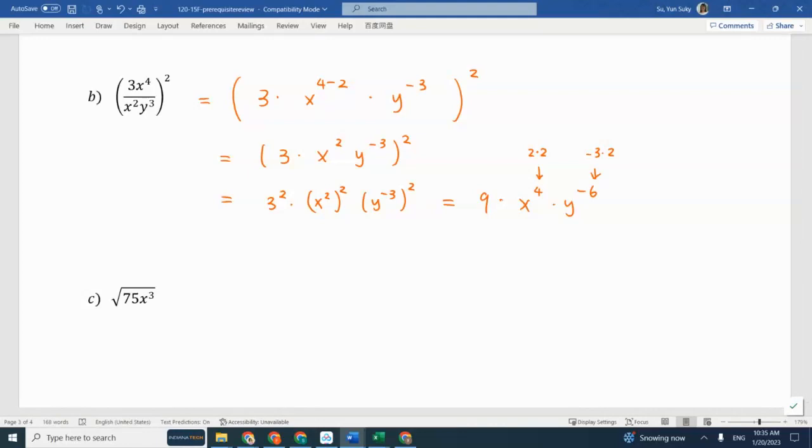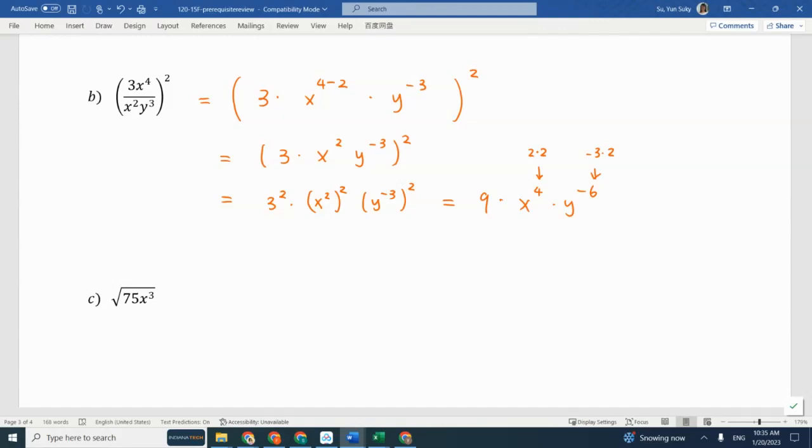Square root of 75. That's why you shouldn't rely on your calculator. Because if you put in the square root of 75, it just gives you a decimal. But this is not what we want here. Here, simplify. We don't want decimals. We want to have an exact answer.